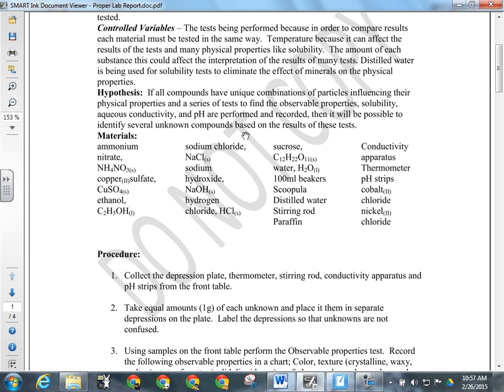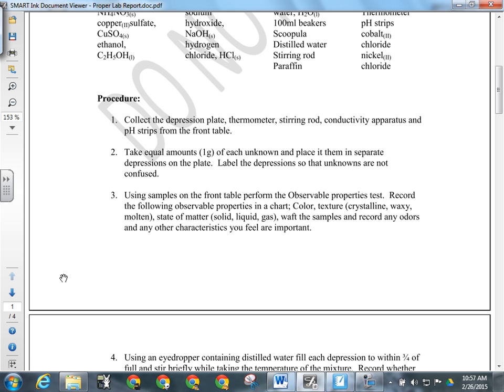All right. Then you have your materials, which was already in there for you, so you didn't really need to do much with that. In the procedure, how detailed did you need to be?